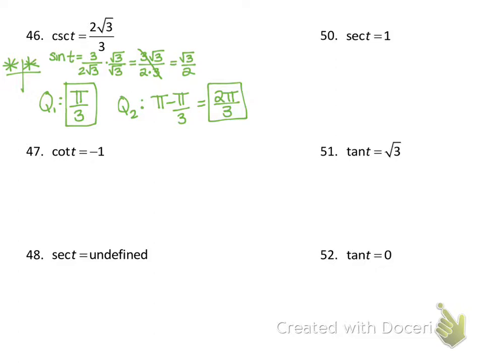For secant equals 1, secant is 1 over cosine, so this means that cosine of t also equals 1, because you would do 1 over 1. So now we're looking, okay, where is cosine 1? Well, there's only one spot on the unit circle where cosine is 1 between 0 and 2 pi, so our answer is just 0. At 0 is the only place on our unit circle where cosine is 1.